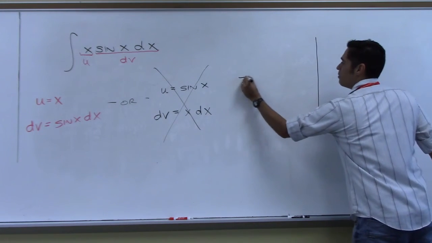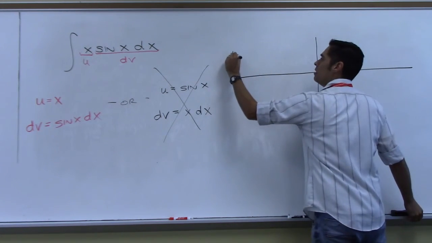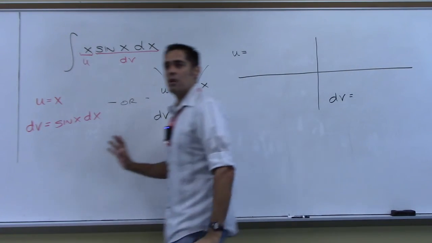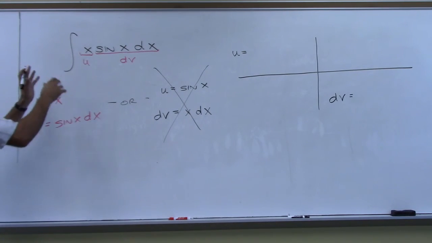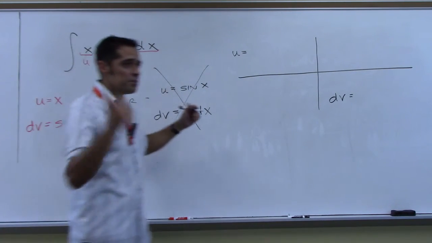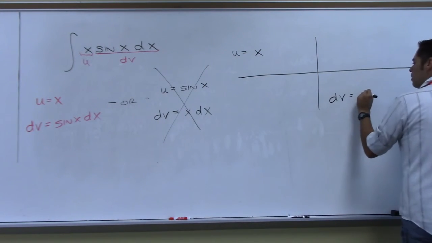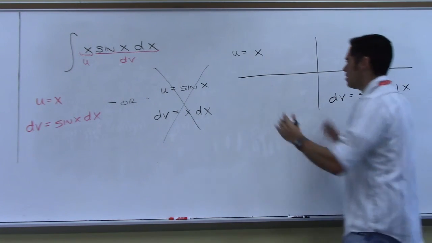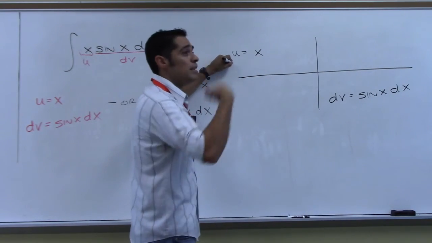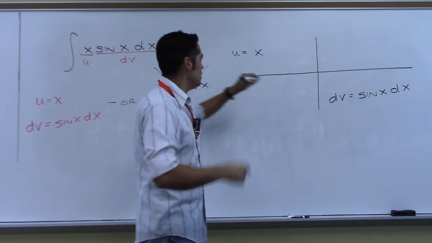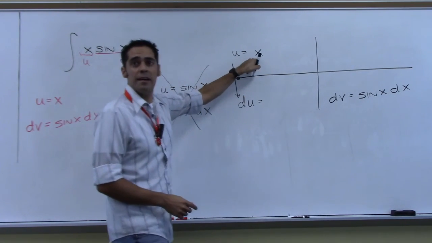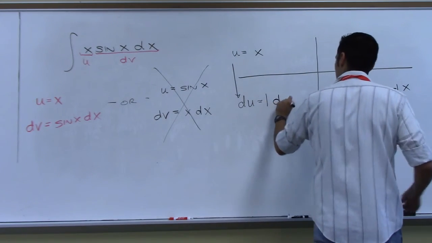I always just make a table, and I always write down u here and dv here. These are the things I will have to identify every time I do integration by parts. I have to identify what my u is, what my dv is. For u, we said the best choice was x. In dv, we were forced to use sine x dx, right? Yes? All right, now from here, the reason I wrote this table like this is because in my new formula, I'm going to need the opposite of these. So I need the derivative of u, which would be the derivative of x, which is 1 dx. Don't forget the dx.